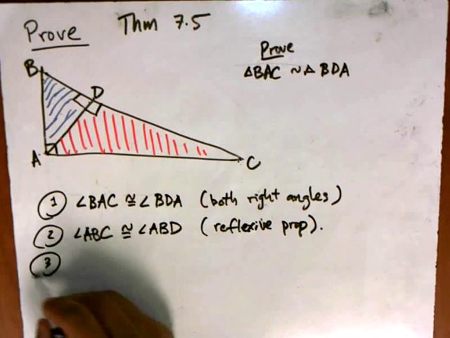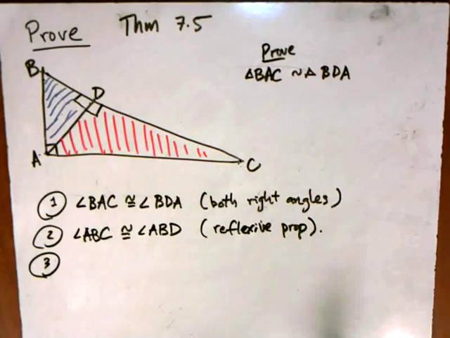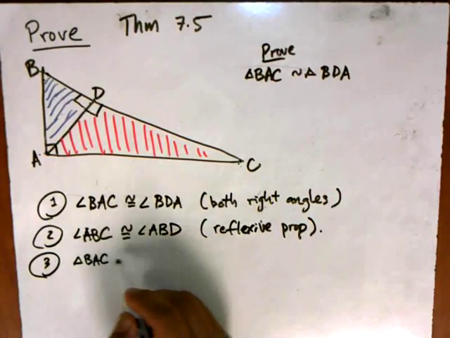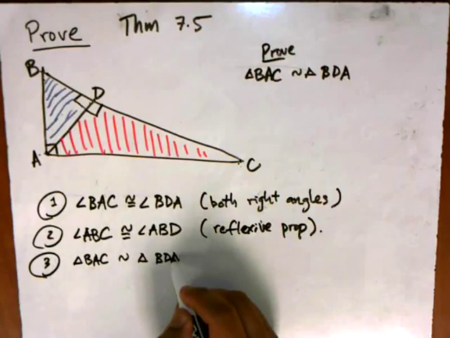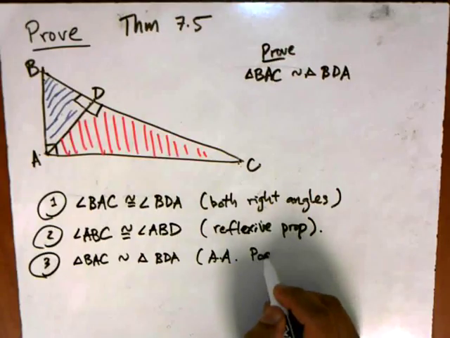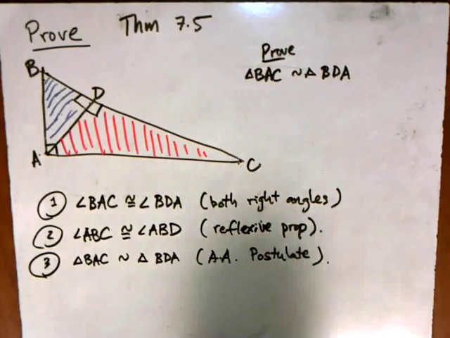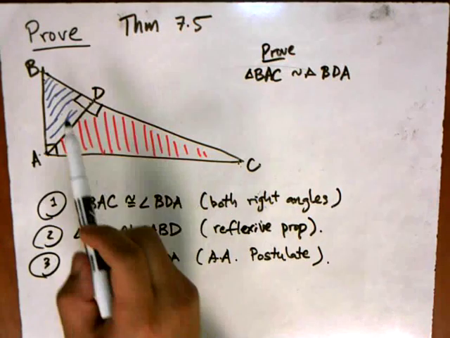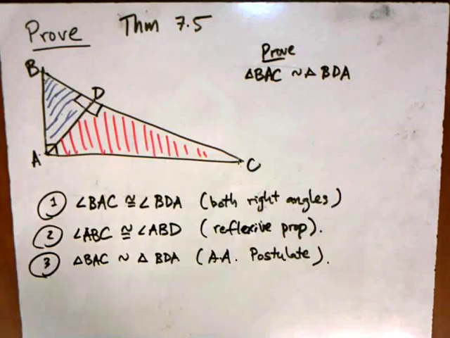And in our third step, we can say that since we have two angles congruent to each other, the two triangles have to be similar. So triangle BAC is similar to triangle BDA, and this is by the AA postulate, which says that if you have two congruent angles, then the two triangles must be similar. And there you have it. Proof in 3 steps that the smaller triangle here is similar to the big triangle.